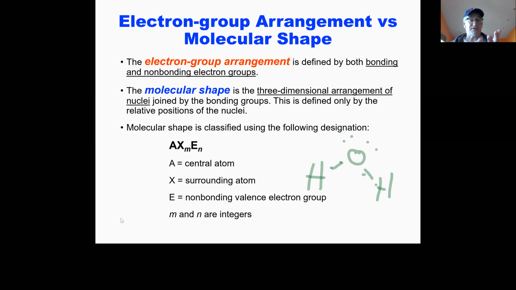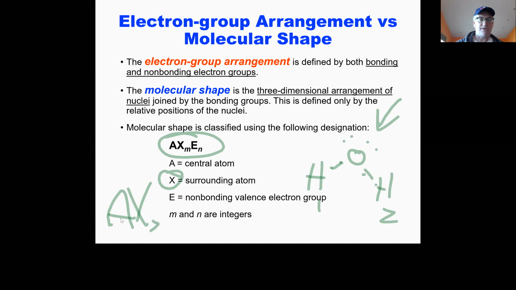Now I have to figure out what sort of geometric group this falls into, and I use the AXE arrangement to figure it out. I have a formula here, and that's going to tell me which group it fits into. So A is just the central atom. Which one's the central atom? Oxygen. Okay, that's my central atom. How many atoms surround it? So I count them up. 1, 2. Okay, so I have A, X, 2.